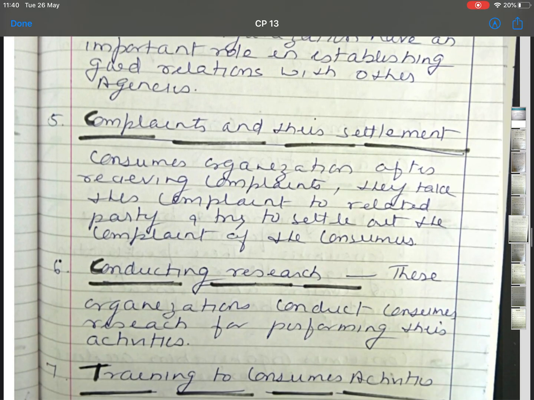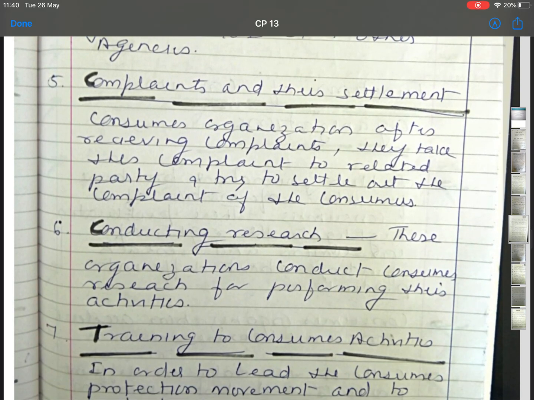Then complaints and their settlement. Consumer organizations, after receiving complaints, take the complaint to the related parties and try to settle the complaints of the consumers. They provide legal help to the consumers also. The consumers who can't afford legal help, they provide legal services to these consumers also.